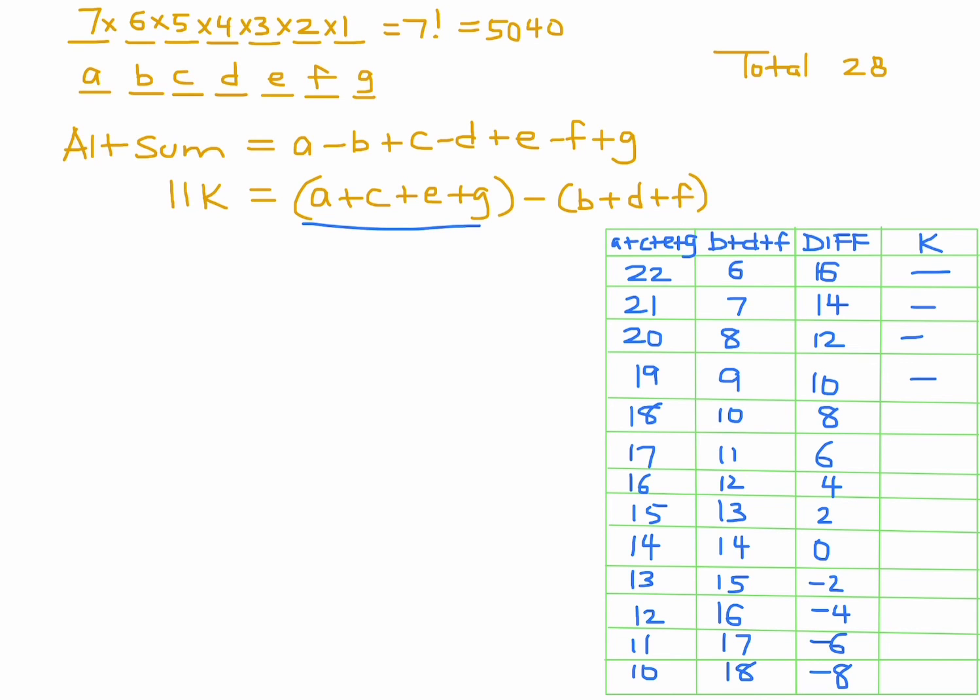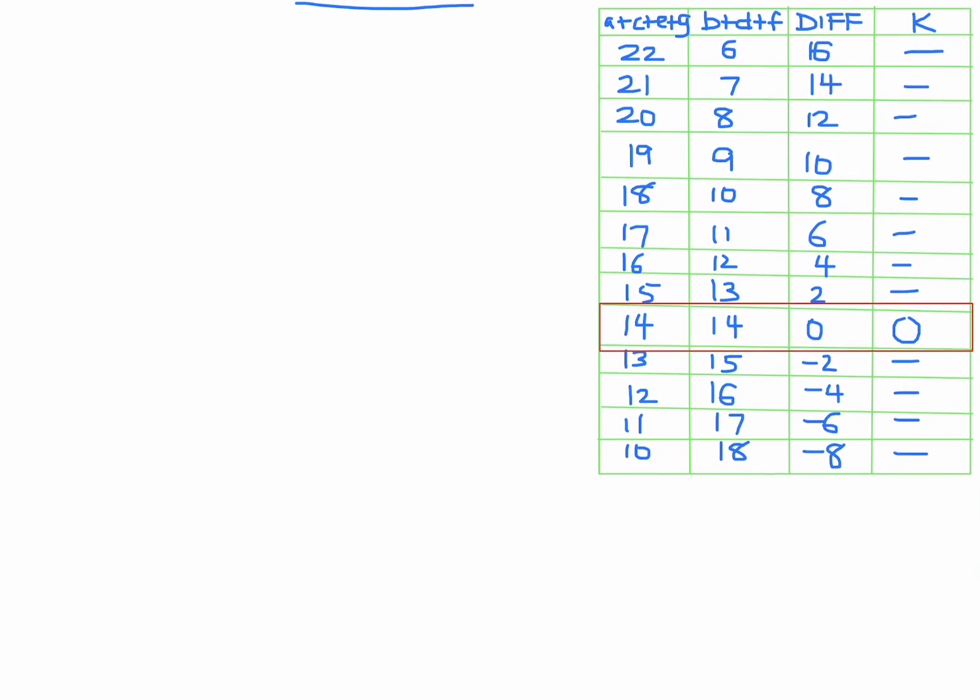Now, the only one, interestingly, where K actually has some integer value is this one right here. K is 0. So that's the only one out of all these. Since it is the only one, we obviously have to pay close attention to that one. So that one entry basically says that B plus D plus F is equal to 14. And the A plus C plus E plus G guy, that's also equal to 14.